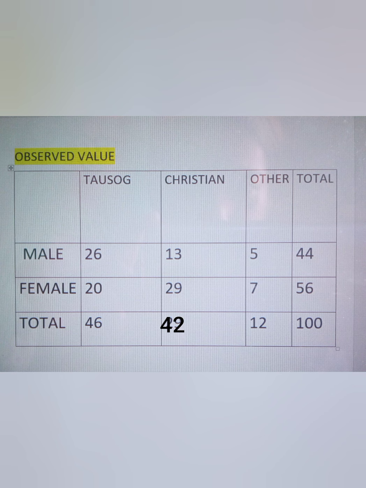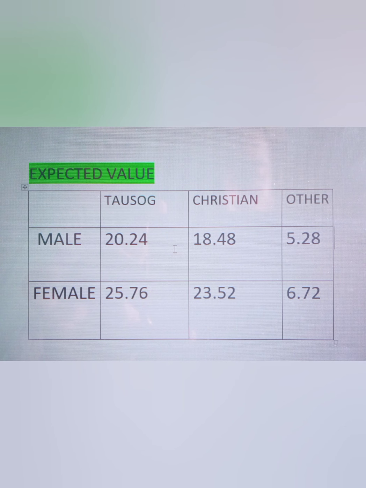For male, we have 26 Tausug, 13 Christian, 5 other, total of 44. For female, we have 20 Tausug, 29 Christian, 7 other, total of 56. And we also total these: for male and female Tausug, we have 46; 13 and 29 Christian, total of 42; and other 5 for male and 7 for female, total of 12, and a total of 100 overall. We have the result, the expected value.